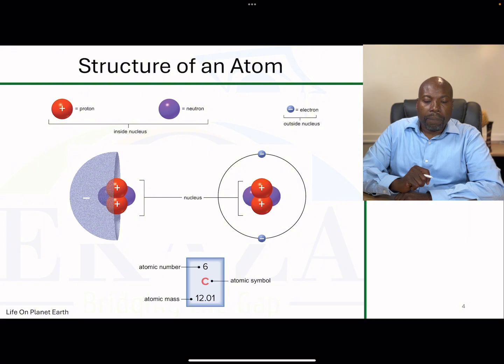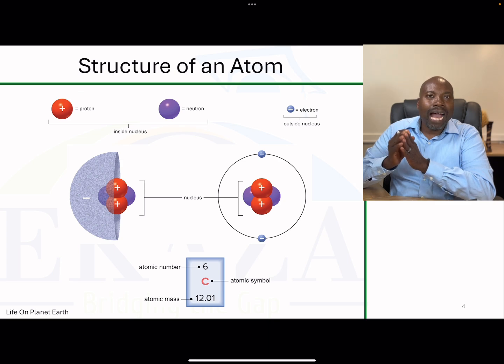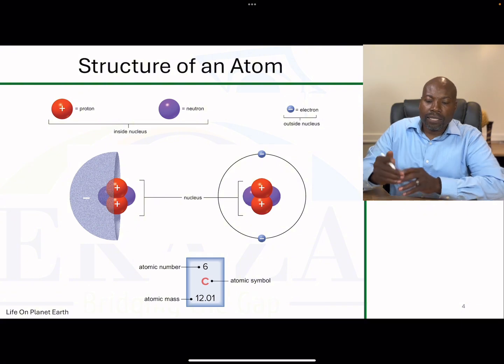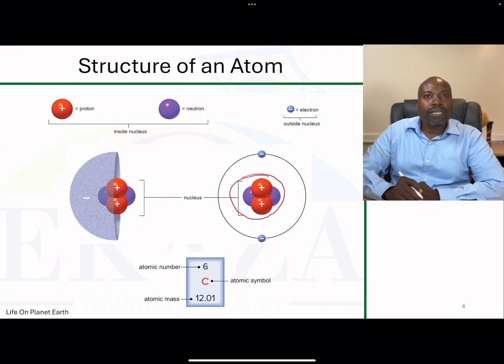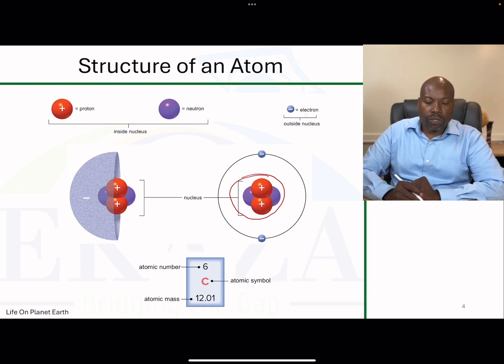Now, these elements are made up of building blocks that are called atoms. What is the structure of atoms? Atoms have a central component. That central component is called the nucleus. That nucleus is made up of two structures.